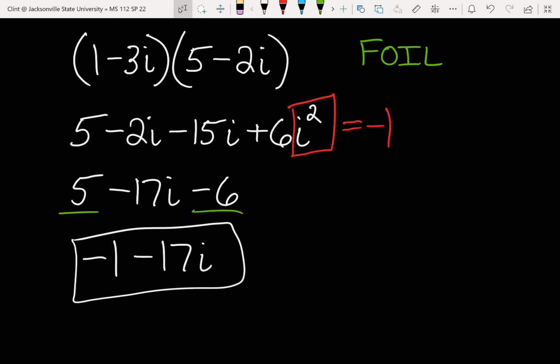I didn't do too much at one time. I'm trying to pick that up just a little bit. Now we combine these two, and then i squared turns into -1. So combine the 5 with a -6. No questions on that one?